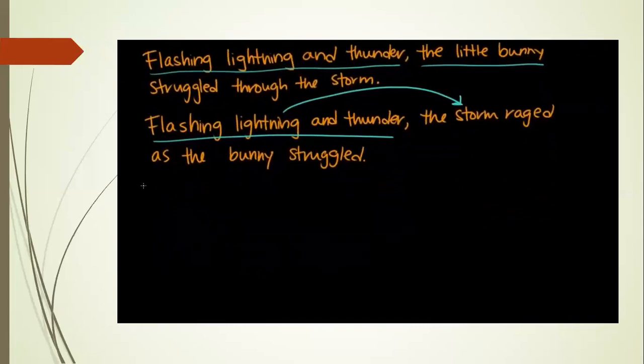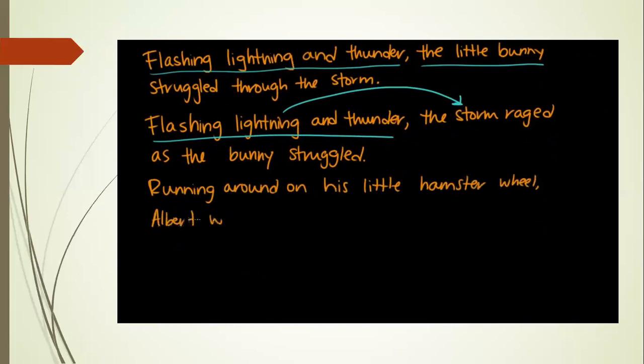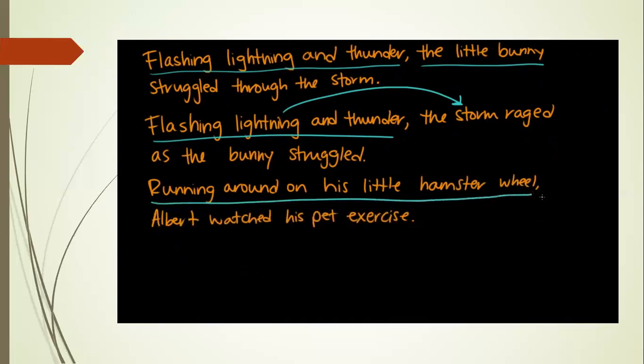modifier wasn't dangling anymore. Running around on his little hamster wheel, Albert watched his pet exercise. This whole part, running around on his little hamster wheel, is the modifier in this sentence, but what comes right after it is Albert, which I don't think he's the one running around on a little hamster wheel, right? So this is something you want to look out for and maybe rewrite your sentence so that doesn't happen.